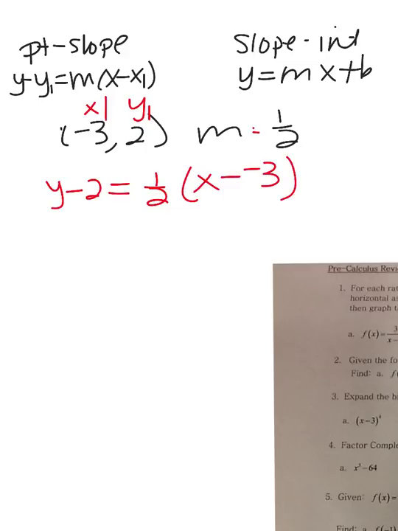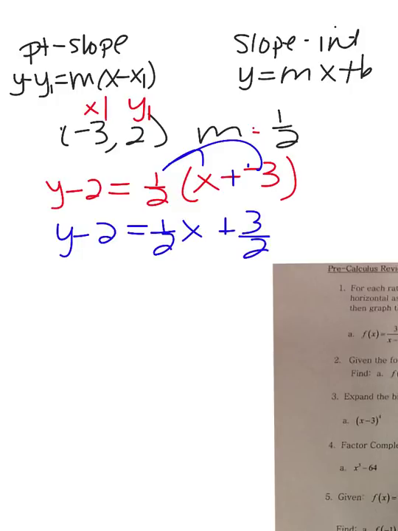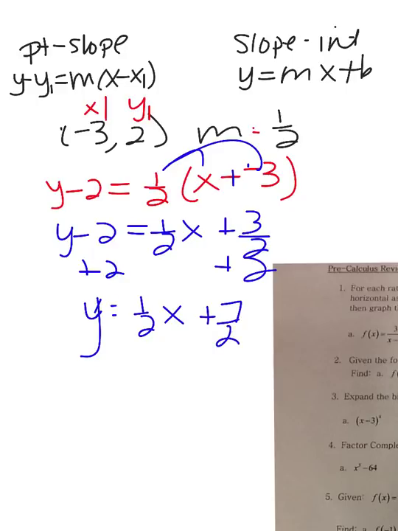Now I want to put it in slope intercept form. So I distribute. And this will be plus 3. So it's y minus 2 equals 1/2 x plus 3/2. Add 2 to both sides. So I get y equals 1/2 x plus 7/2. That's slope-intercept form.